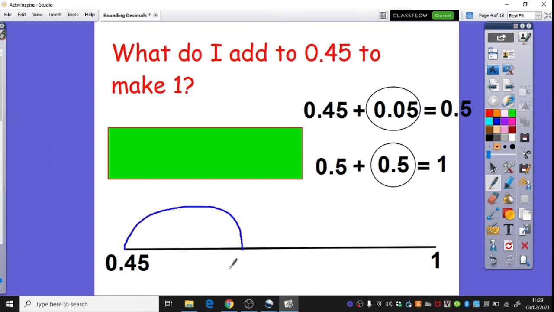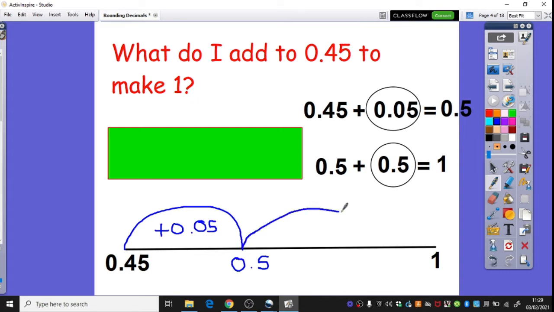Well, the first thing I want to do is get to the next tenth, and the next tenth after 0.4 would be 0.5. So I'm adding here 0.05 as I'm already on 5 hundredths. I need 5 more to get to the next tenth.